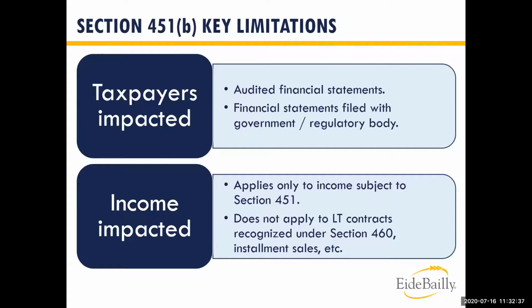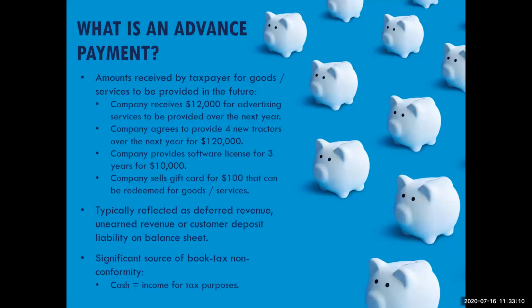The second limitation is on what type of income is actually impacted here. This only applies to income that is subject to 451. There are a number of special rules in the tax accounting space for different types of arrangements. So for example, the long-term contract rules for construction and manufacturing activities. We have installment sale rules. There are special rules for rental accruals under 467. If our income is governed by one of those special rules, then we don't need to worry about 451B and worry about accelerating that income for tax purposes.